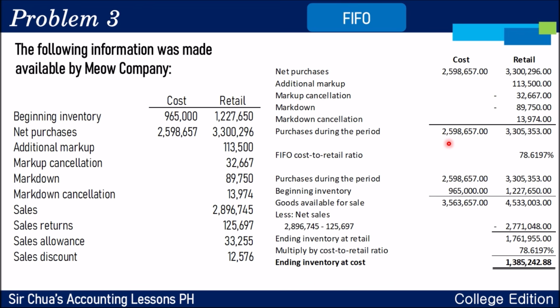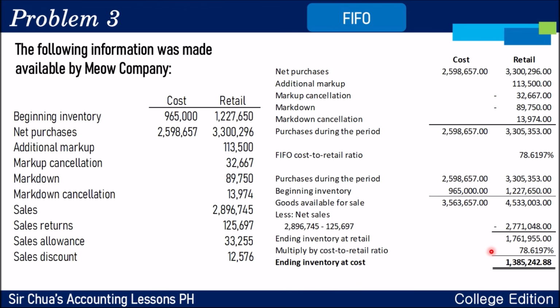Okay? So, 2,598,657 divided by 3,305,353, it will give you a FIFO cost to retail ratio of 78.6197%. Bring down again your purchases during the period, and that's the time that you add now your beginning inventory to get your goods available for sale. Same process na po siya. Dideduct na po natin yung net sales dun sa ating goods available for sale at retail. You will get your ending inventory at retail.